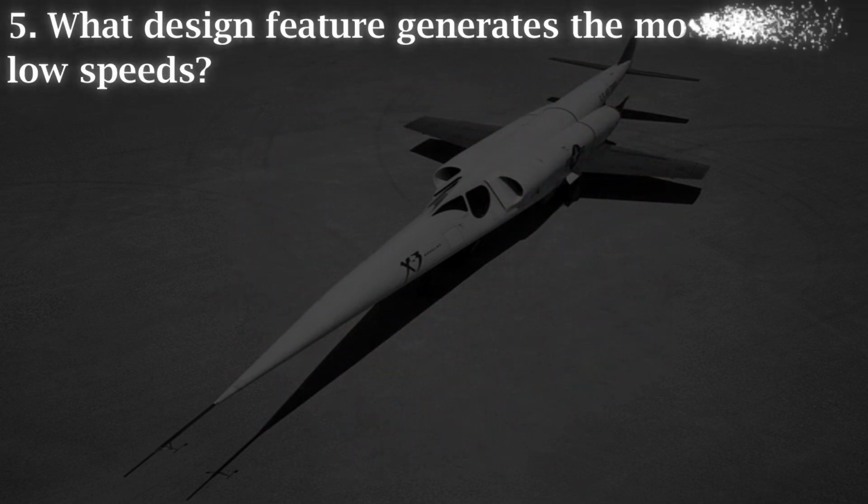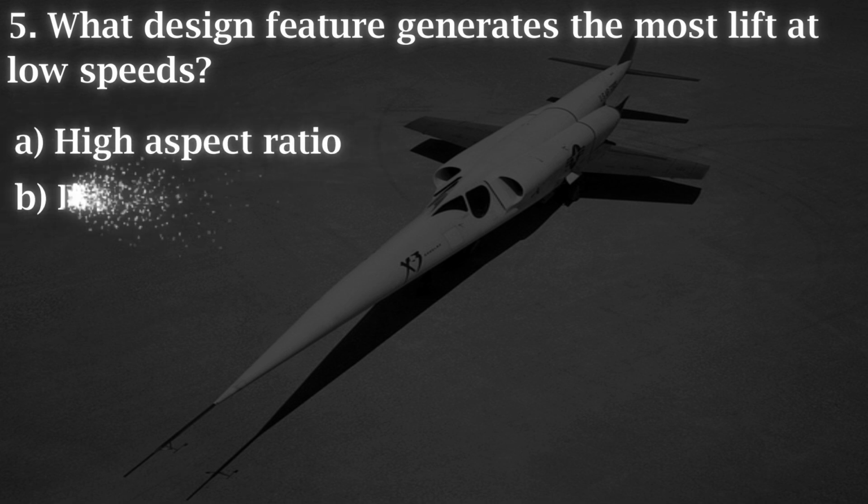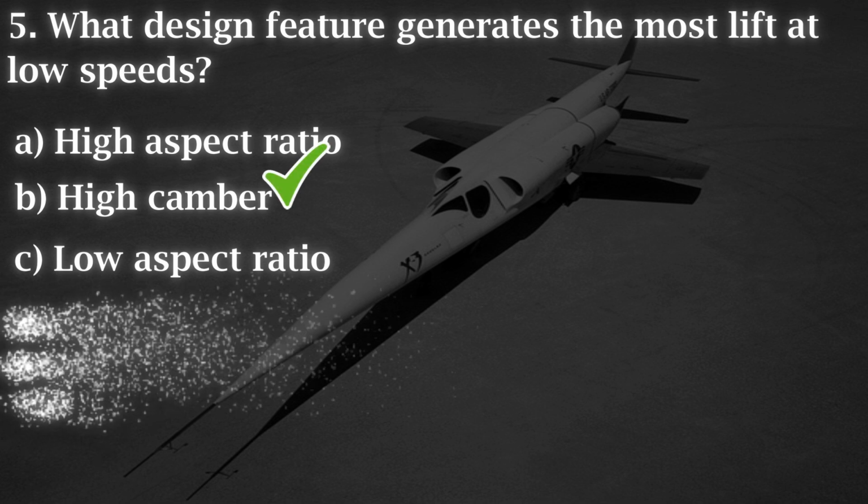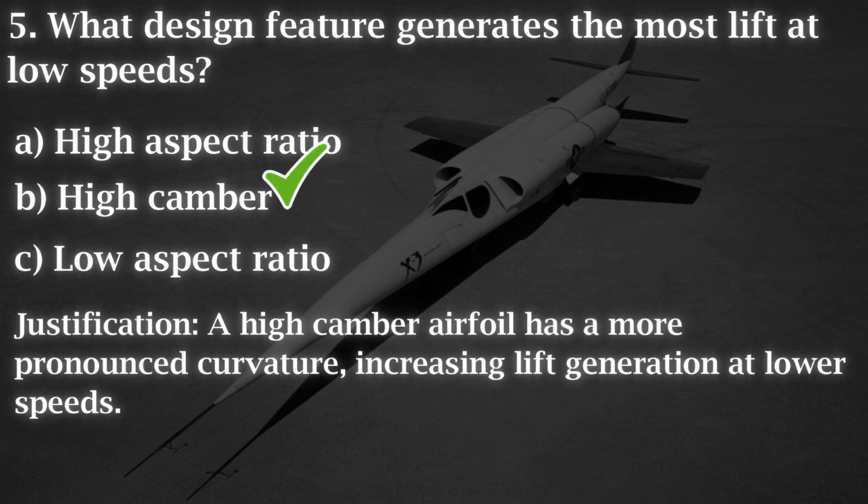Question 5. What design feature generates the most lift at low speeds? A. High aspect ratio. B. High camber. C. Low aspect ratio. Justification. A high camber airfoil has a more pronounced curvature, increasing lift generation at lower speeds.